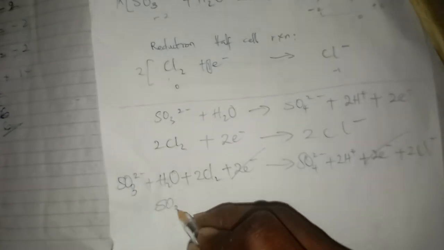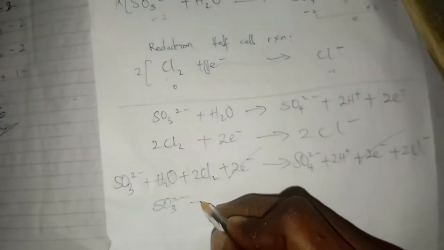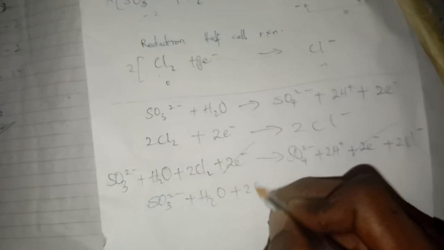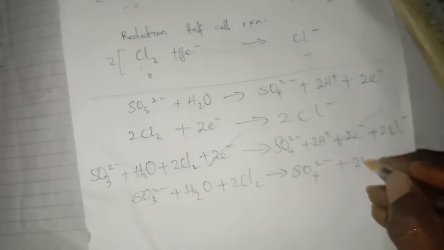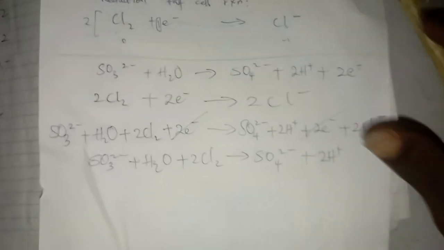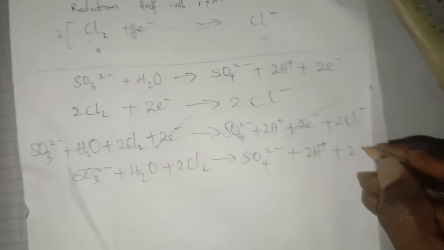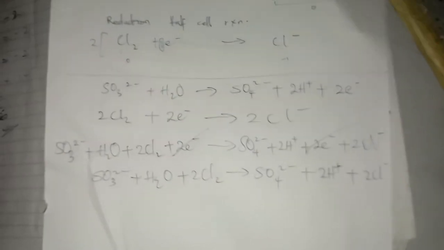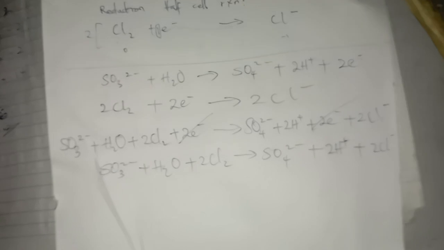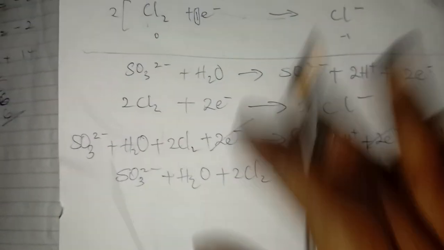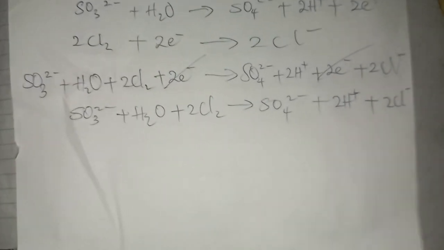So if I do that, I now have SO3 2 minus plus H2O plus 2Cl2, then SO4 2 minus plus 2H plus plus 2Cl minus. Okay, so there you have it. At this point, we need to check if we have a balanced equation.